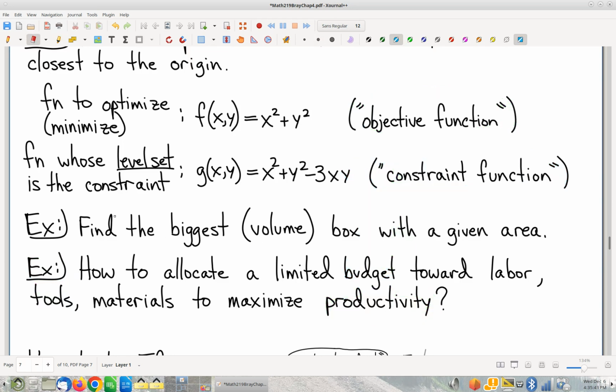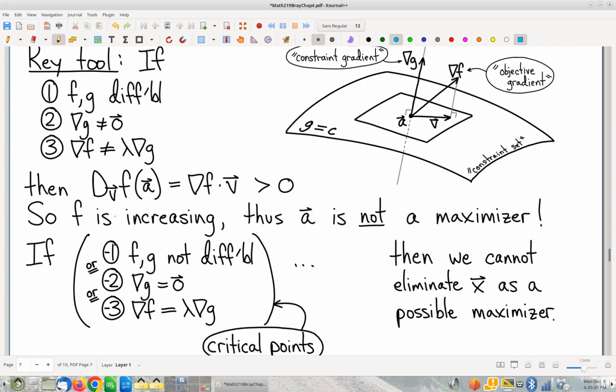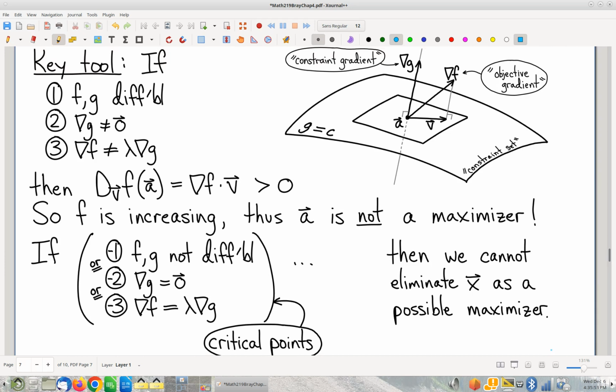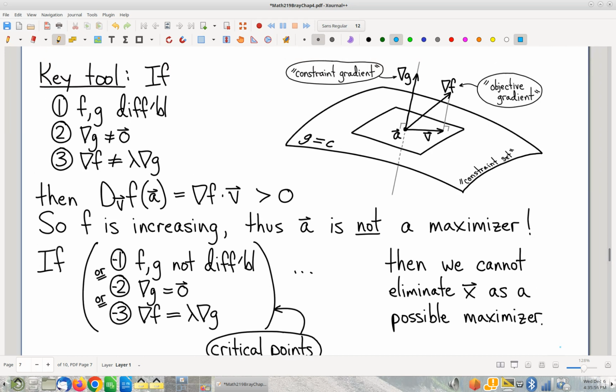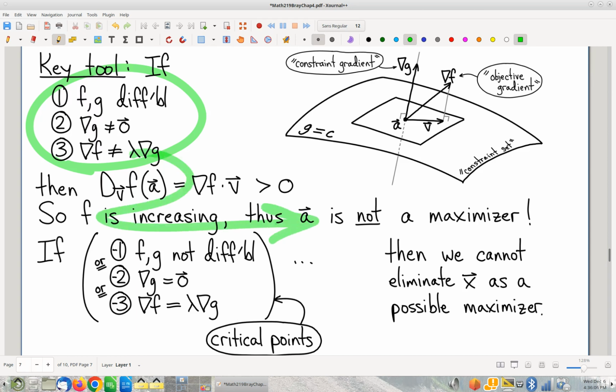Okay, so all of that said, here's our strategy. And like we saw in unconstrained optimization, there is an elimination tool that we're going to use heavily for this. The elimination tool works like so. If these three conditions are satisfied, we can make an argument that eliminates this point A where we know that these conditions are satisfied. We can eliminate that as a possible maximizer. And thus I only have to entertain points where the argument fails.